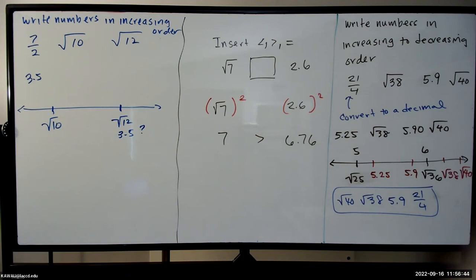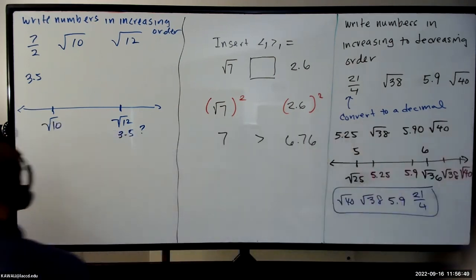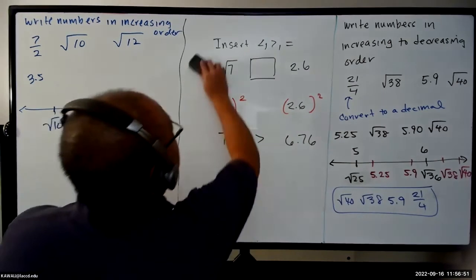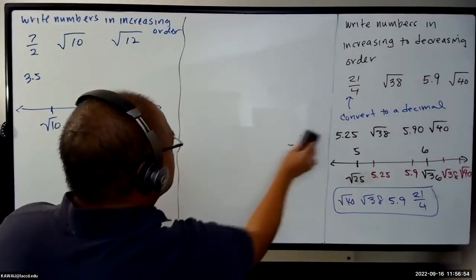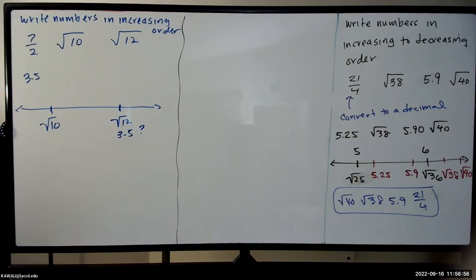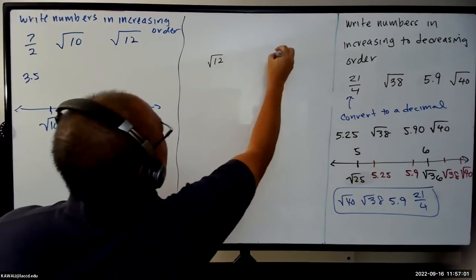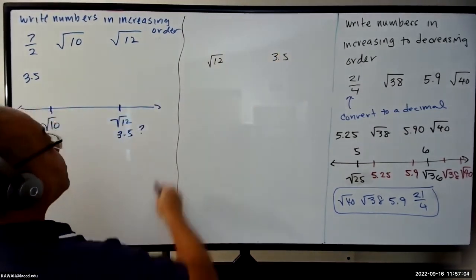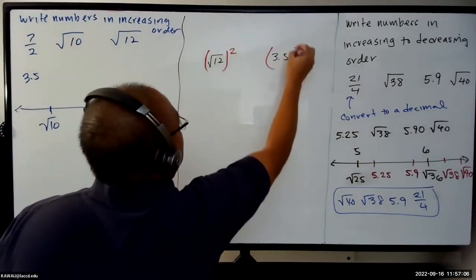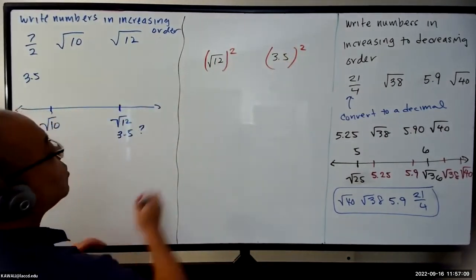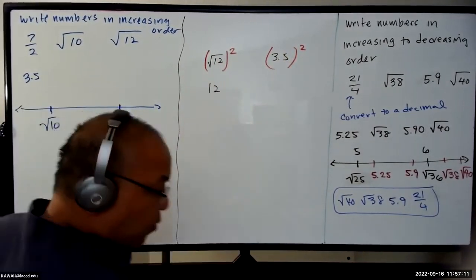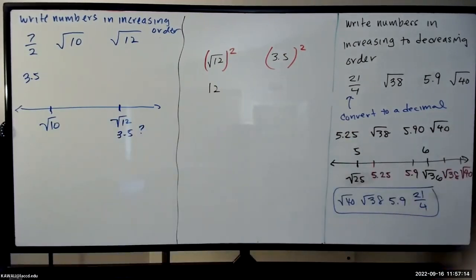Okay, so let's try this one. Let's see which one is bigger and which one is smaller. I have square root of 12 and I have 3.5. Now let's square both sides. So we get 12, and then 3.5 squared. Let's see. It's 12.25.